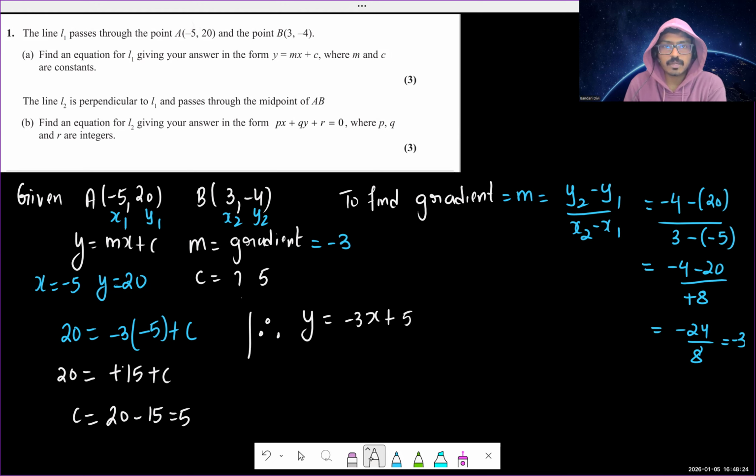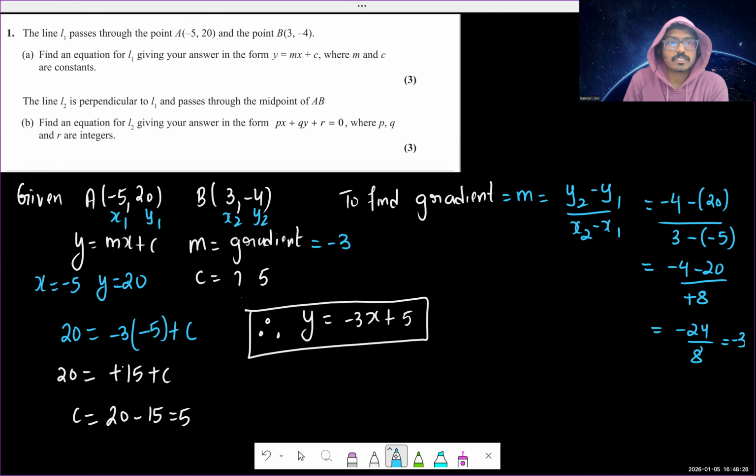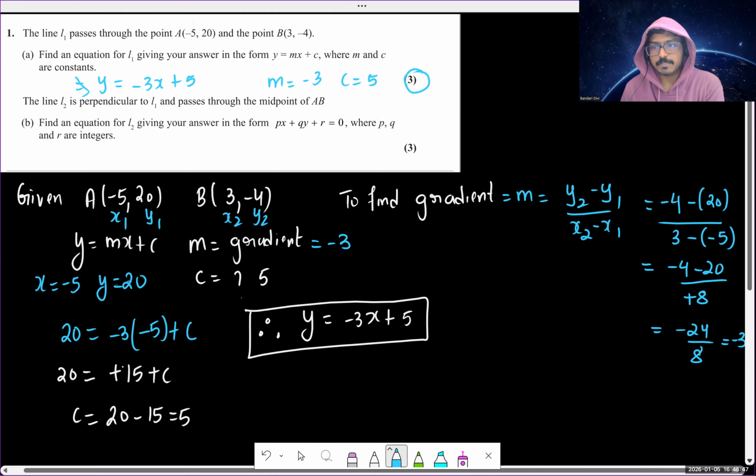So this will be our equation for the first part: y = -3x + 5, where the m value is -3 and the c value is 5. We obtain 3 marks for this part. Now for part B, let us solve part B.